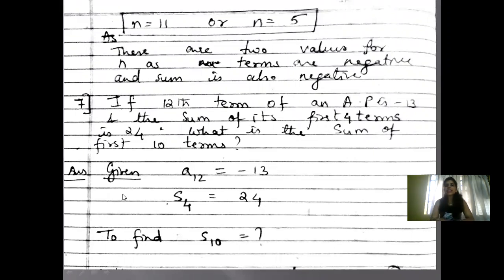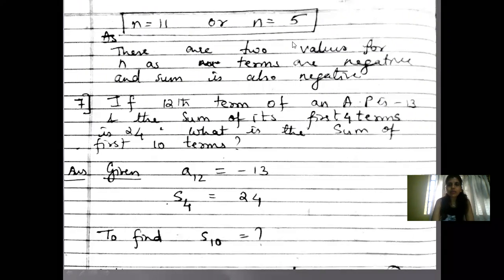Now after that, in the next sum, you will see it is said that if the 12th term of the AP is minus 13, and the sum of its first 4 terms is 24, what is the sum of first 10 terms? So here, according to the question, the 12th term of the AP is given to you, a and d values are unknown to you, and n is not given to you.